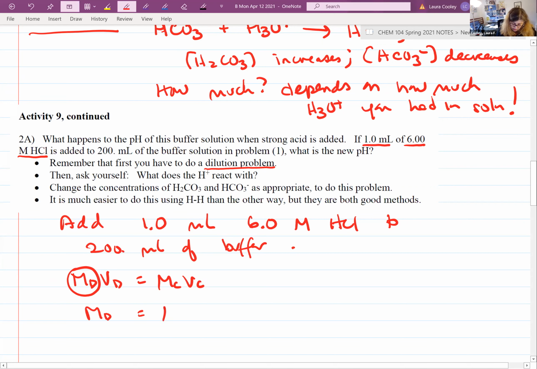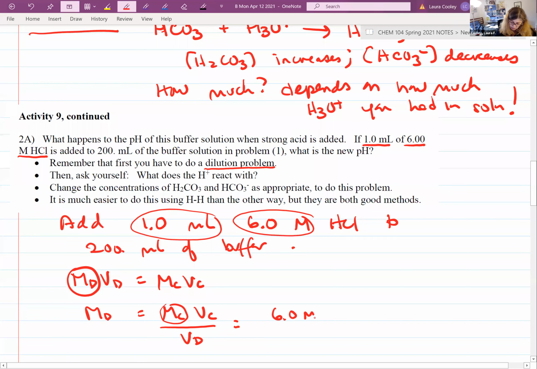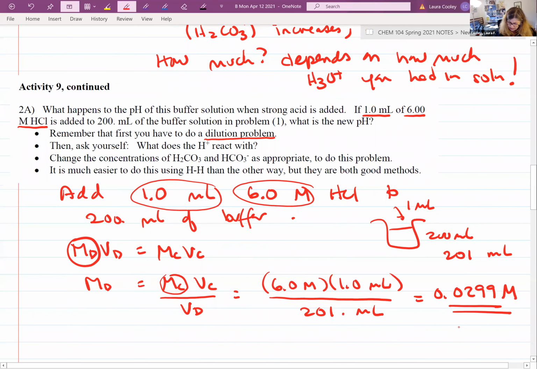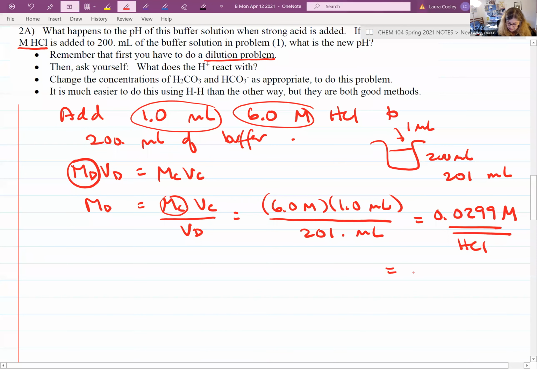So just like before, we'll say, okay, we have 1 milliliter of 6 molar. So concentrated molarity is 6 molar times 1 milliliter over, now, we added it to 200 milliliters. We're adding 1 milliliter, so the final volume is 201. That's what we divide by. And this comes out to 0.0299 molar. Well, that's the molarity of HCl right after you added it. But that is really the molarity of H3O plus, because all that HCl becomes H3O plus.